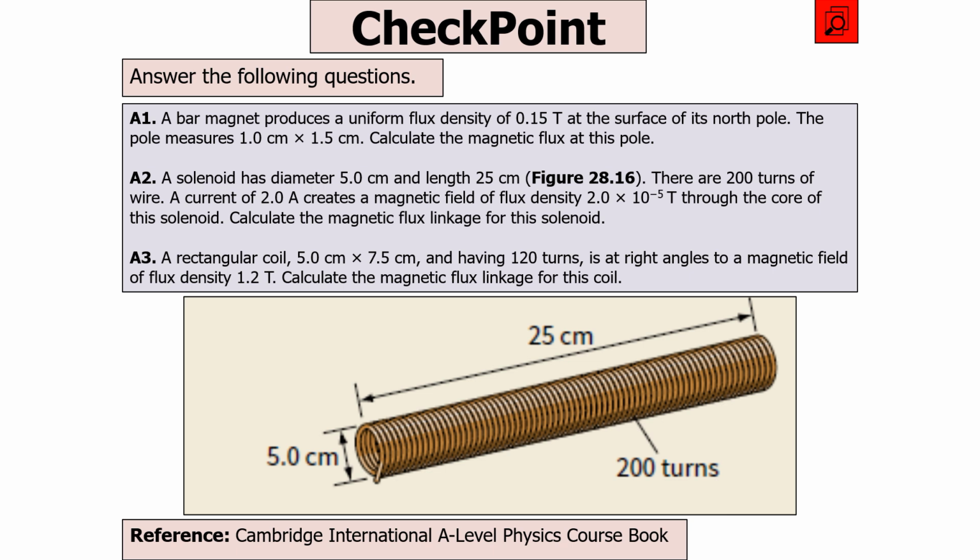Calculate the magnetic flux linkage for this solenoid. A rectangular coil 5 centimeters by 7.5 centimeters and having 150 turns is at right angles to a magnetic field of flux density 1.2 teslas. Calculate the magnetic flux linkage for this coil. Pause the video now, then unpause the video when you want to go through your answer.